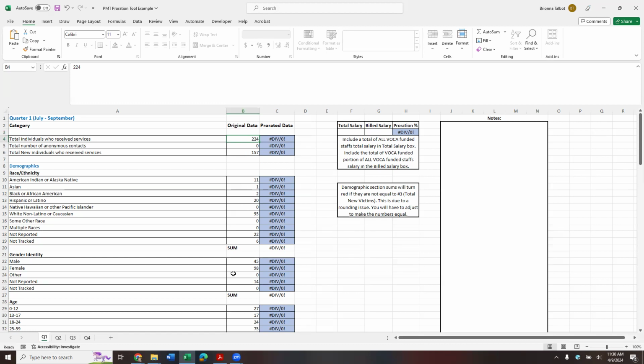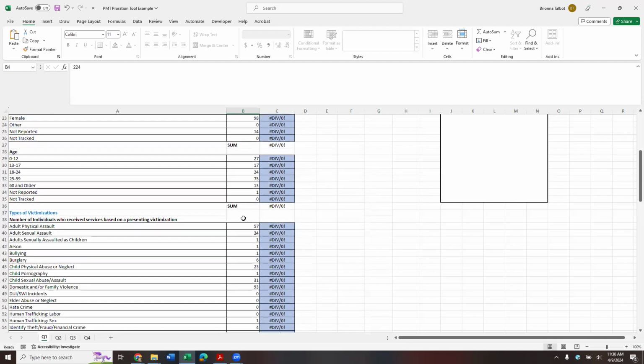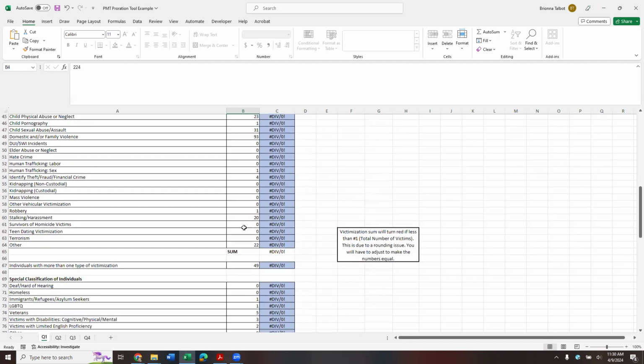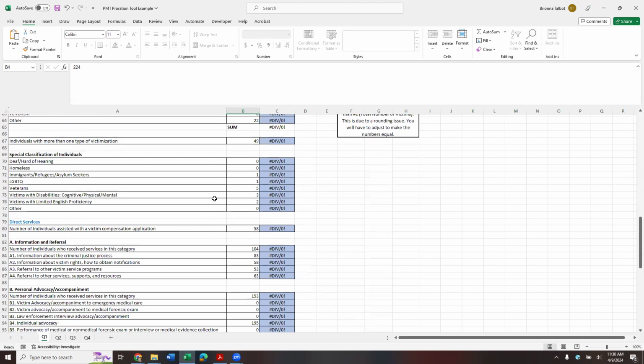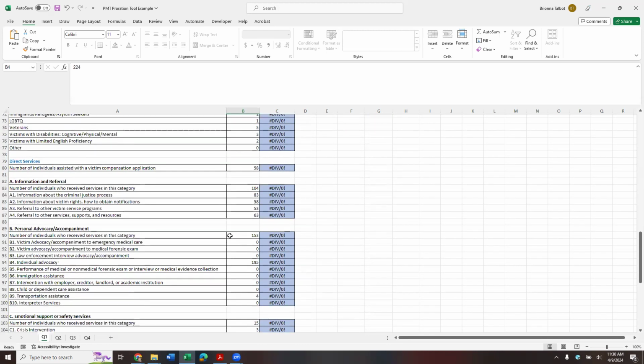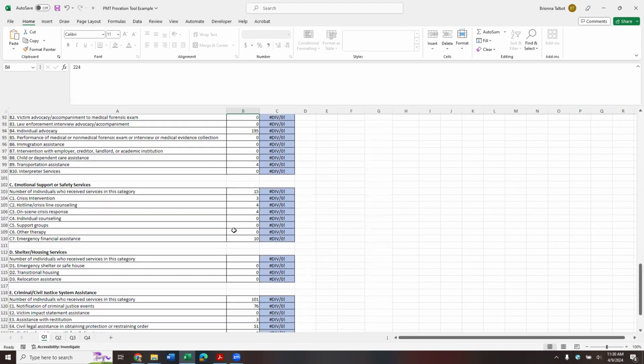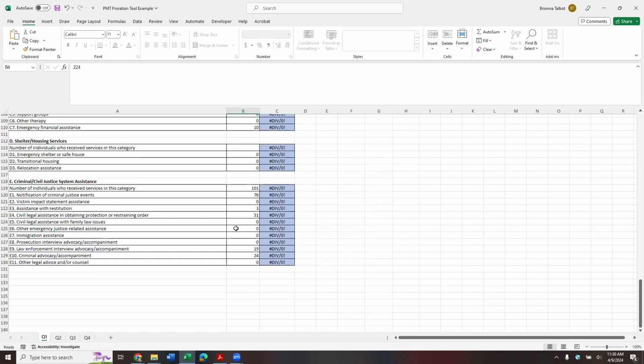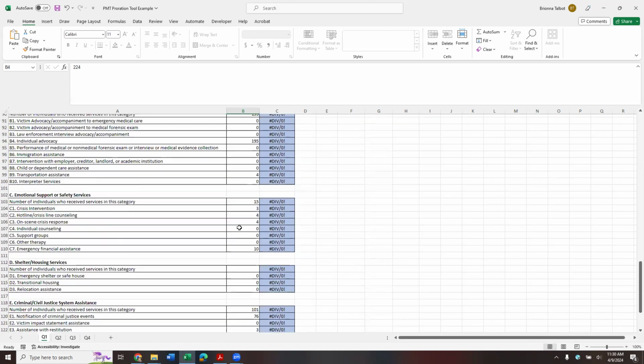So you'll start by inputting your data into this column. You'll go through your total victims, your demographics, down to your types of victimizations, and then special classes, and then all of your services. We'll go down in here, and these will all refer back to the PMT dictionary. They will all have the same definitions as that.